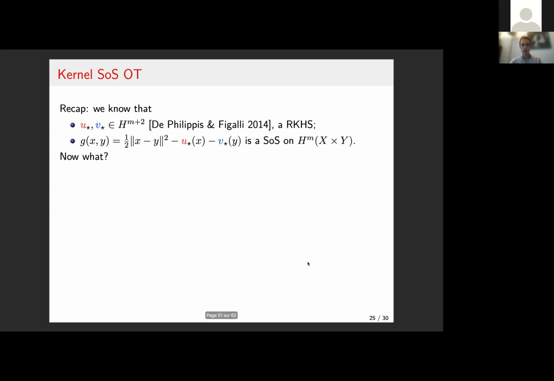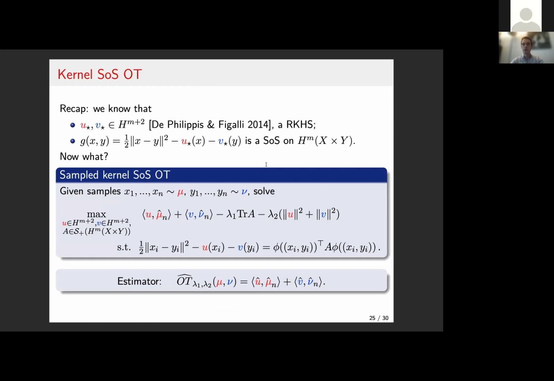So now we know, from the regularity theory of optimal transport, that the optimal potentials are smooth, and so they are in our RKHS. And we know that the constraint function, we've just proved, can be written as a kernel sum of squares in this Sobolev space H^m. So now what can we do with that?